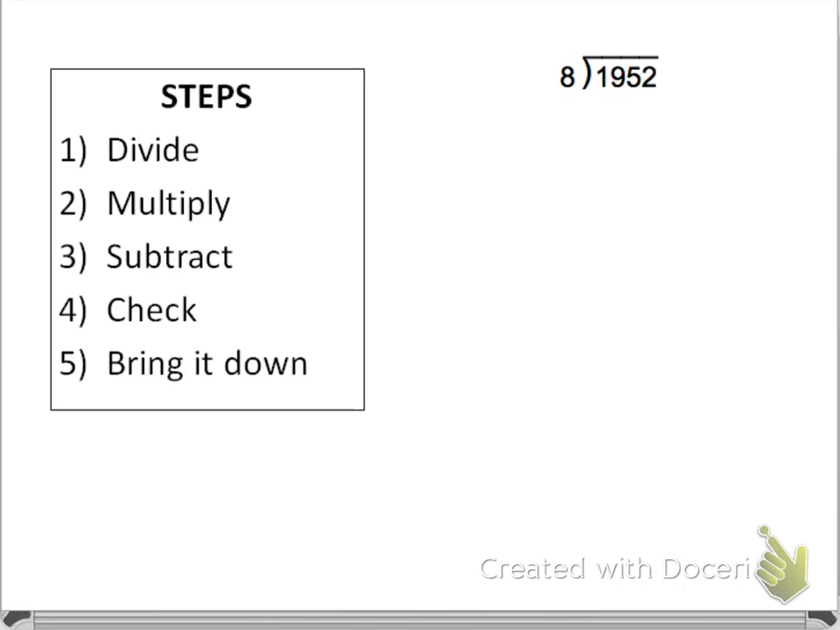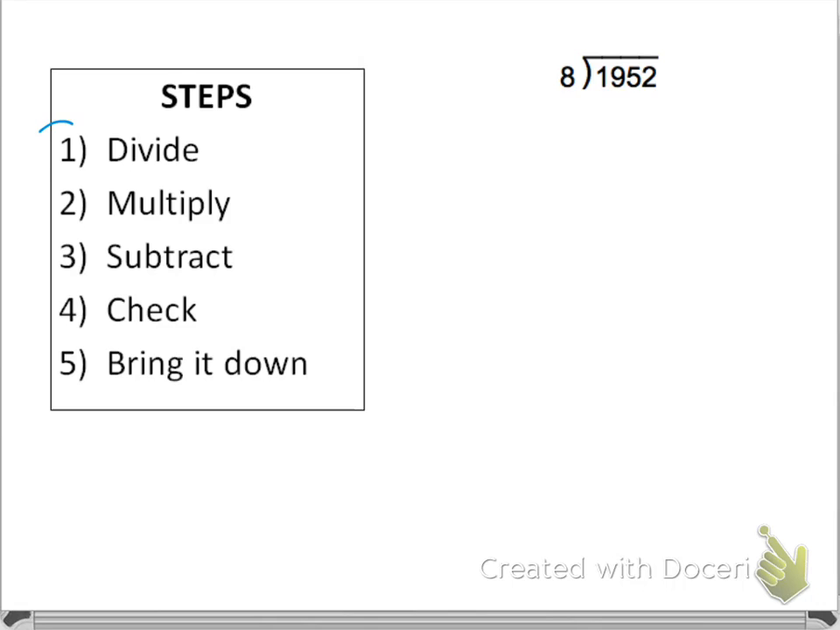Alright, in order to divide, we have to do 5 steps. The first step is to divide. The second step, multiply. Third step, subtract. Then we're going to do a check, and then you bring it down. Let's do an example together. So we have 8 divided into 1,952.